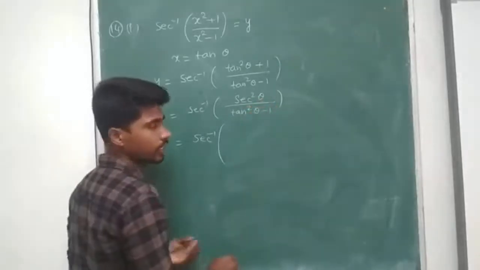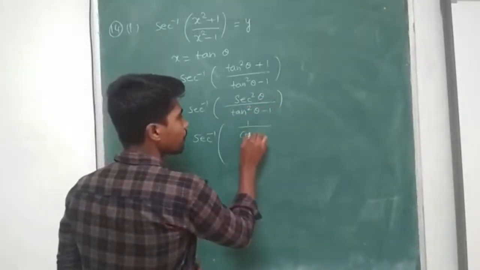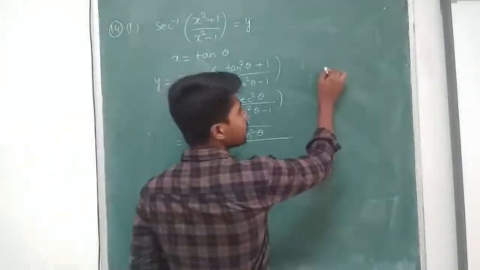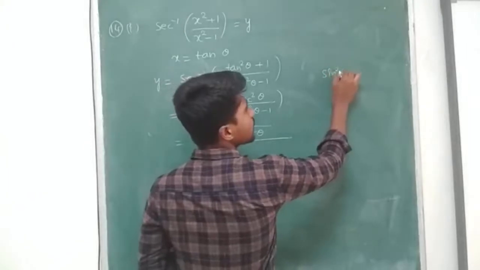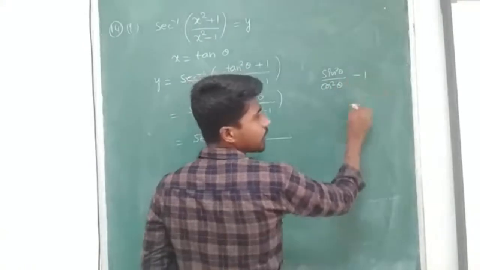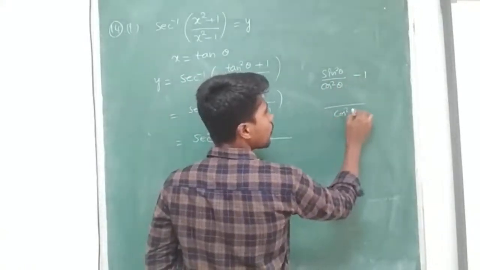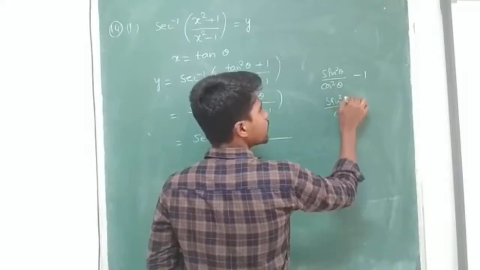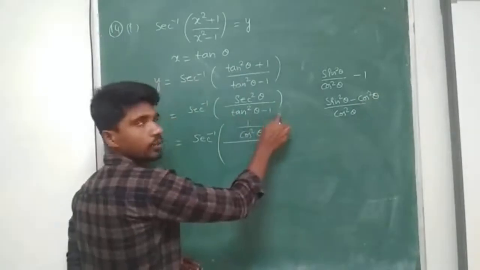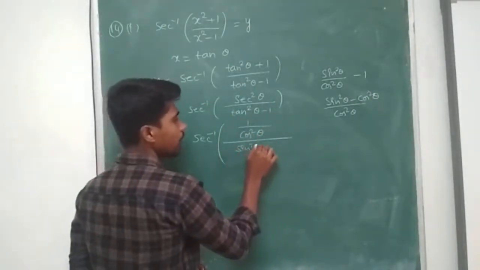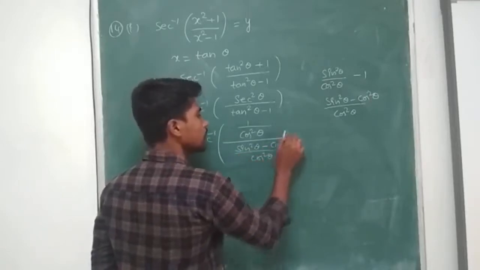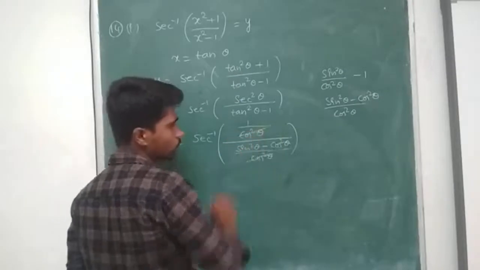If I write secant square theta in terms of cos, I get 1 by cos square theta, whole divided by tan square theta minus 1. You see, tan square theta can be written as sin square theta by cos square theta, minus 1. If I take the LCM, I get cos square theta, and the numerator is sin square theta minus cos square theta. So tan square theta minus 1 is (sin square theta minus cos square theta) by cos square theta. Now cos square theta and cos square theta get cancelled.